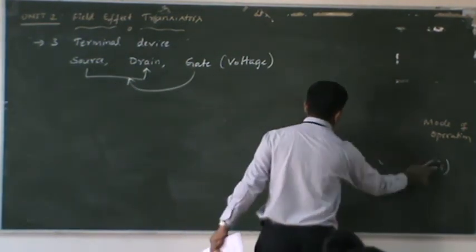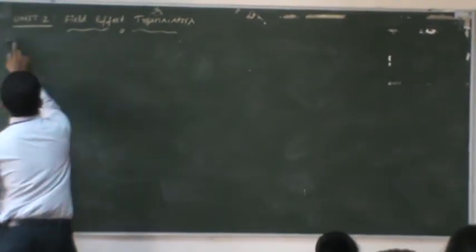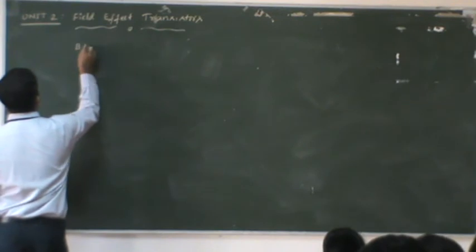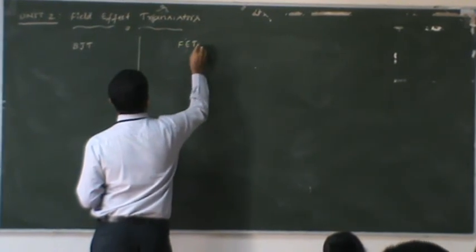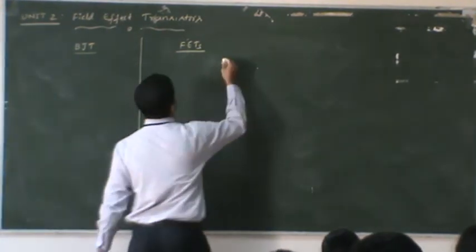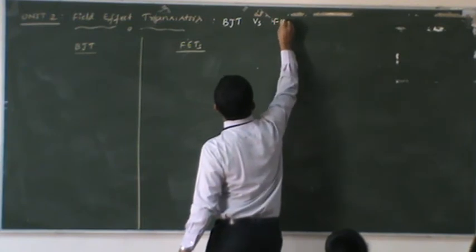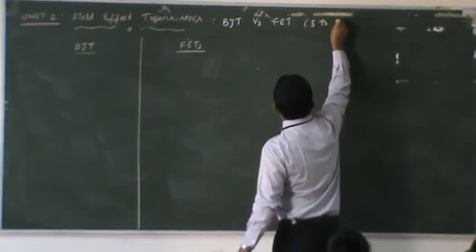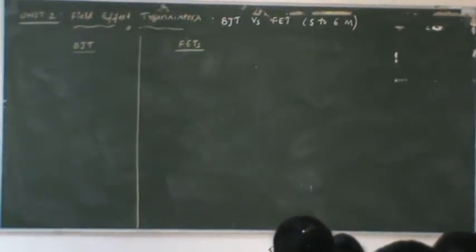Difference between BJT and FET. First column we can make as BJT. Second column we can make as FET. This is usually asked for a 5 to 6 marks examination. BJT versus FET, 5 to 6 marks. You can at least write 4 to 5 differences in this.